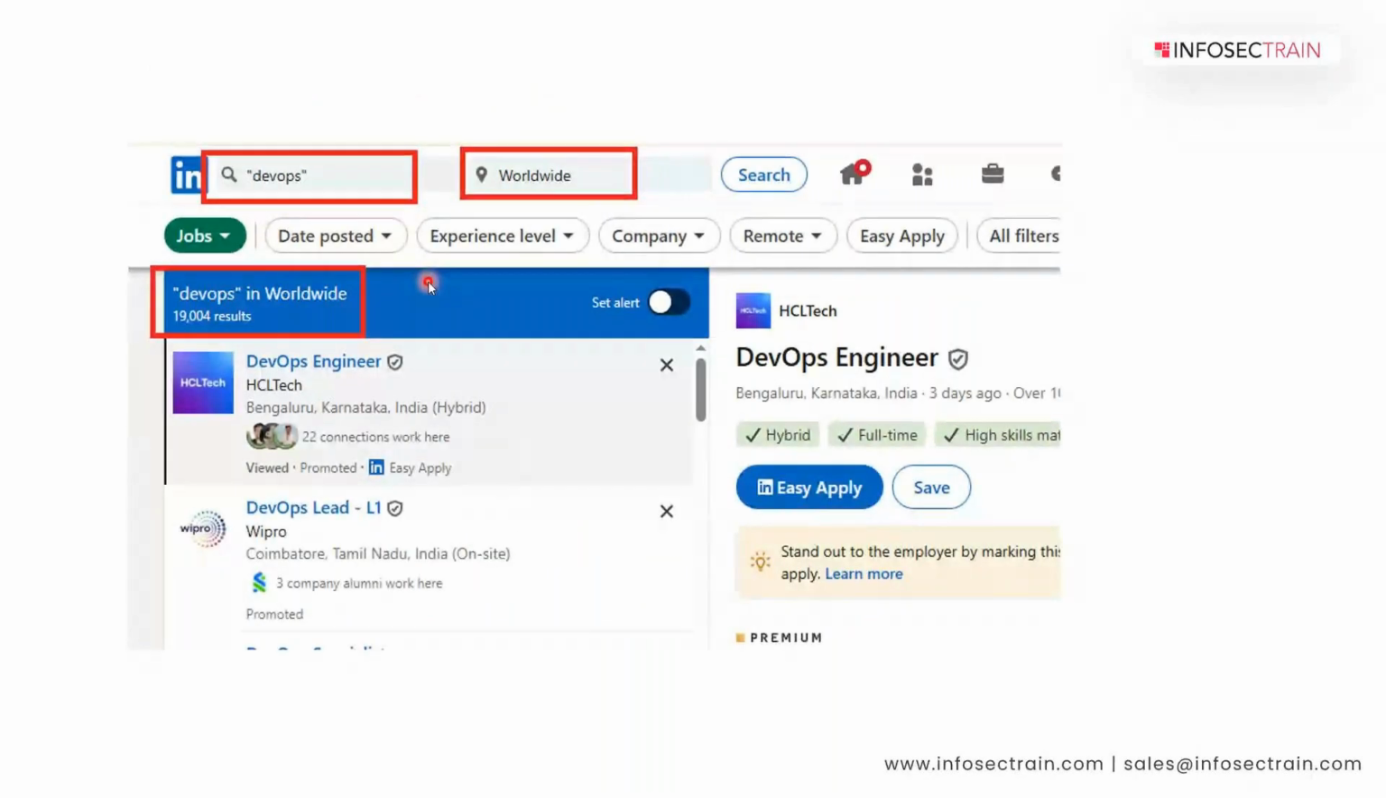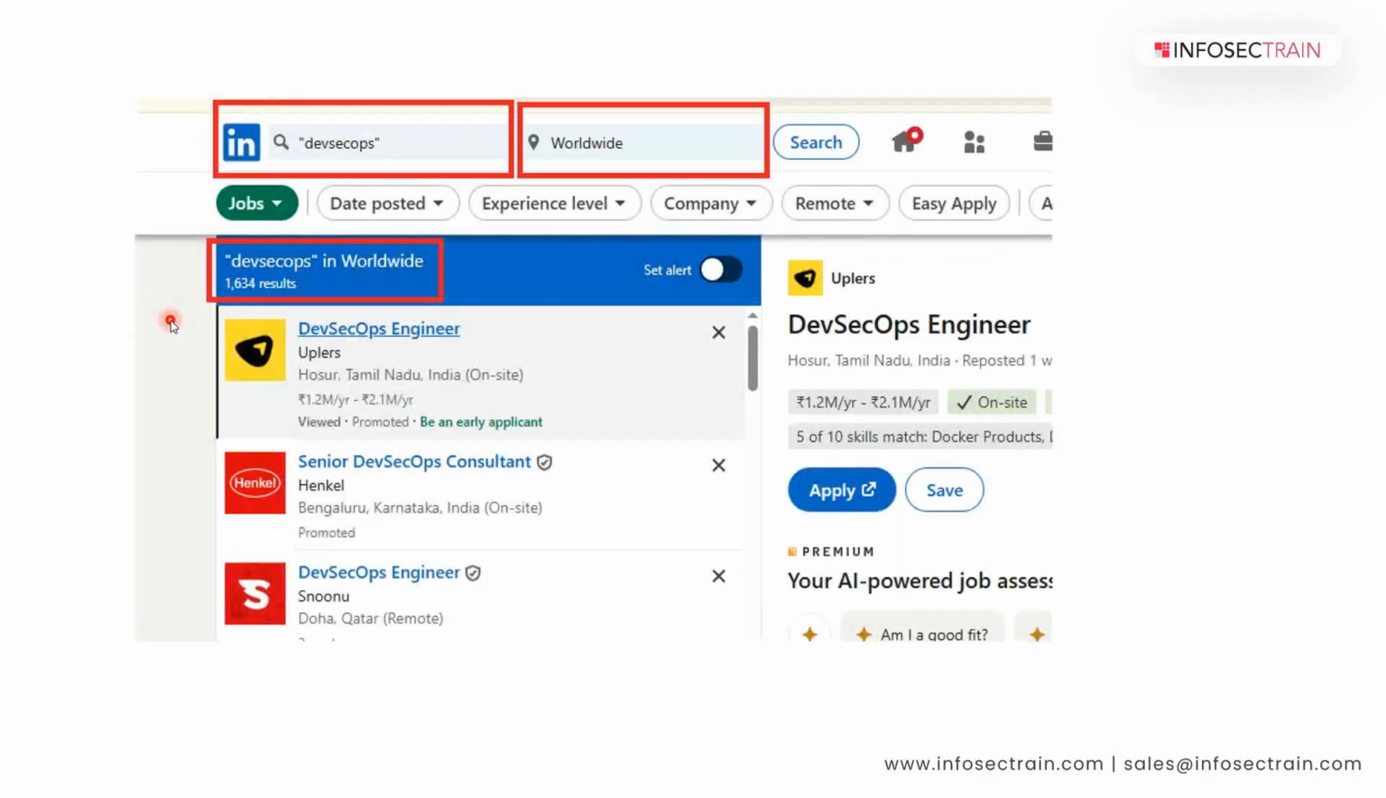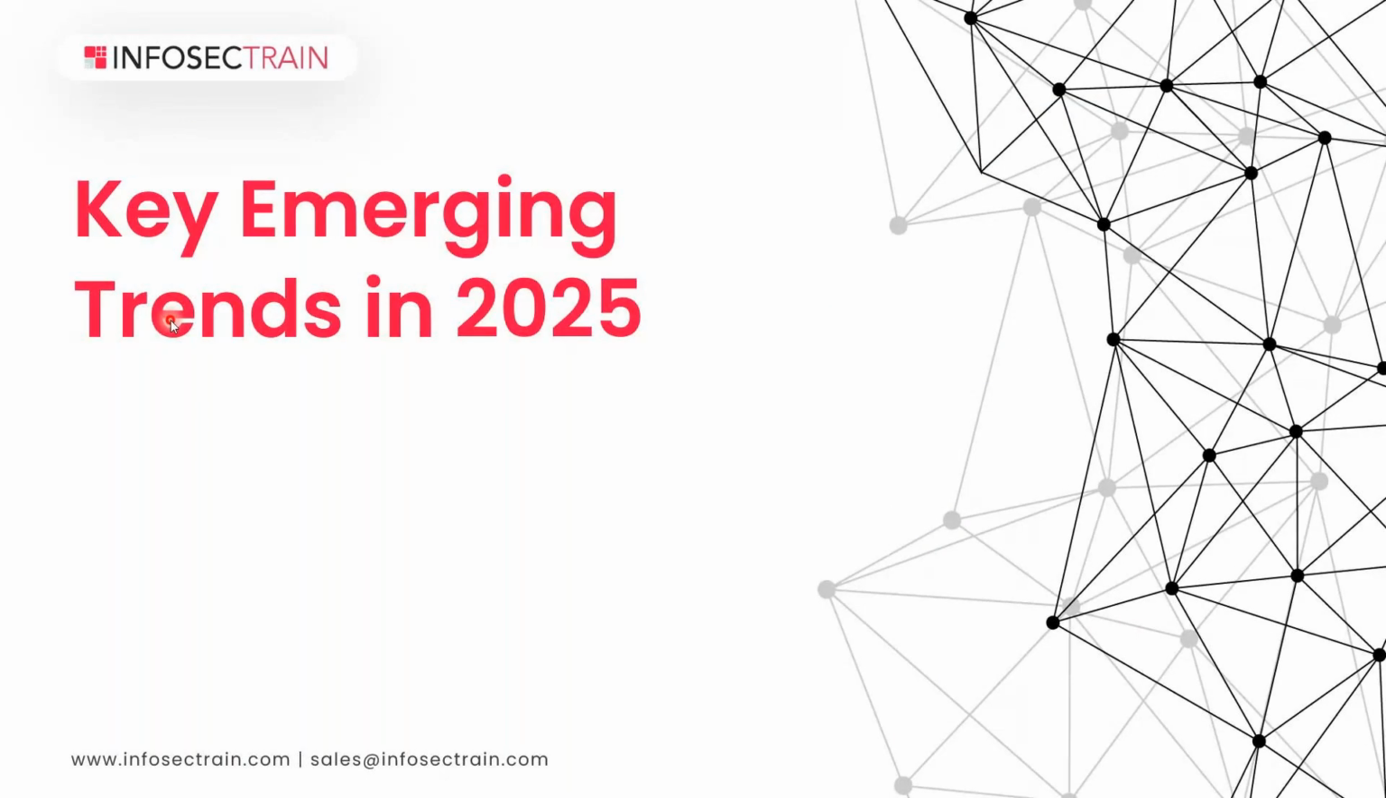I took this screenshot, and here you have DevOps. If I search for DevOps worldwide, you have nearby 19,000 results. But if you search for DevSecOps, you have only 1600 plus results. So please think about this, team. This is the right time to learn about DevSecOps and to get into the DevSecOps world. I'm moving to the next one.